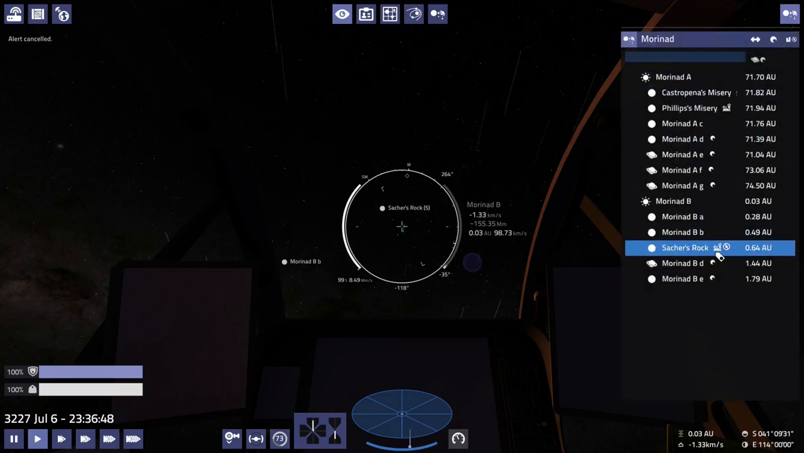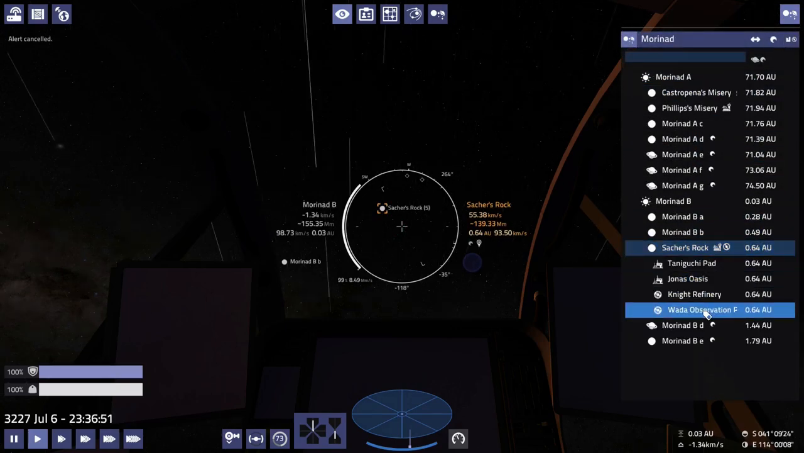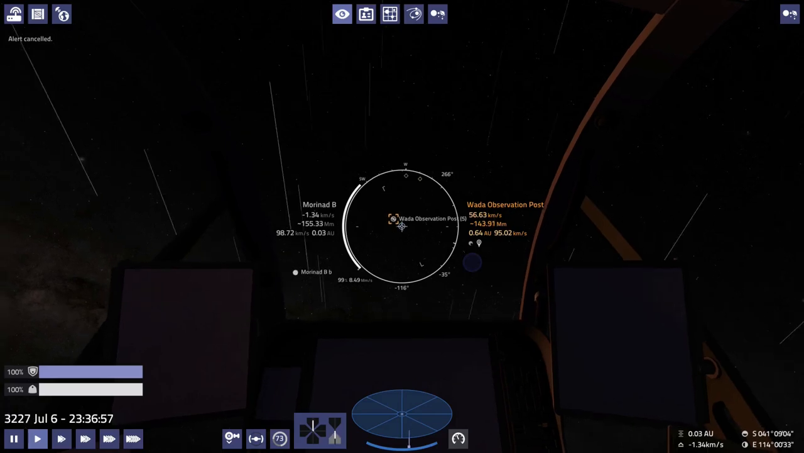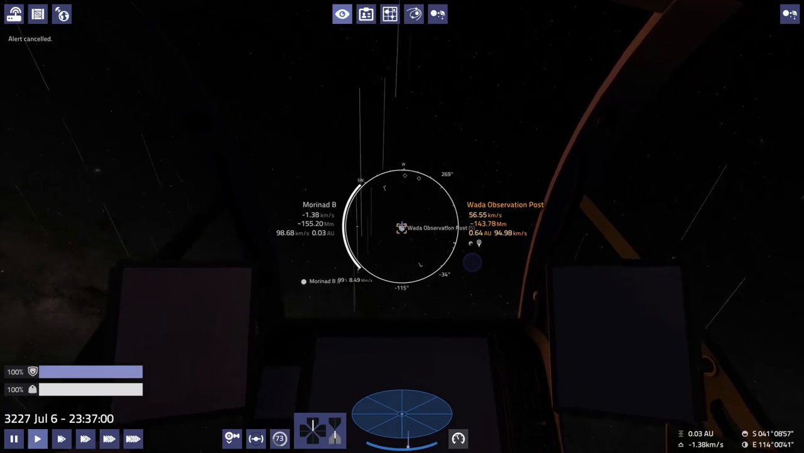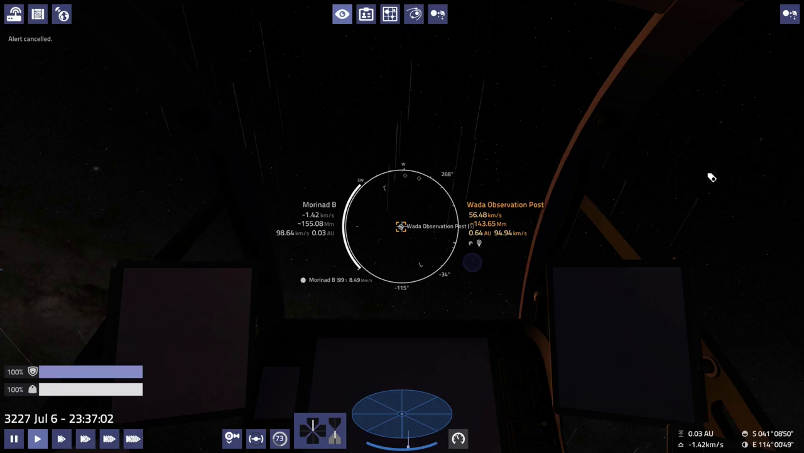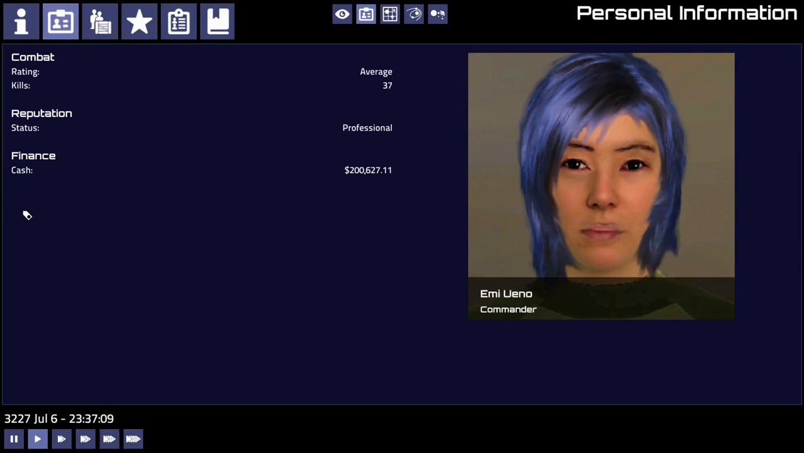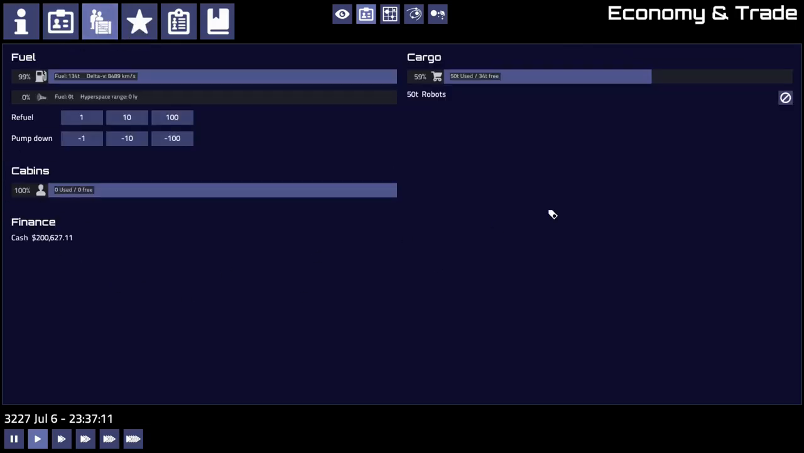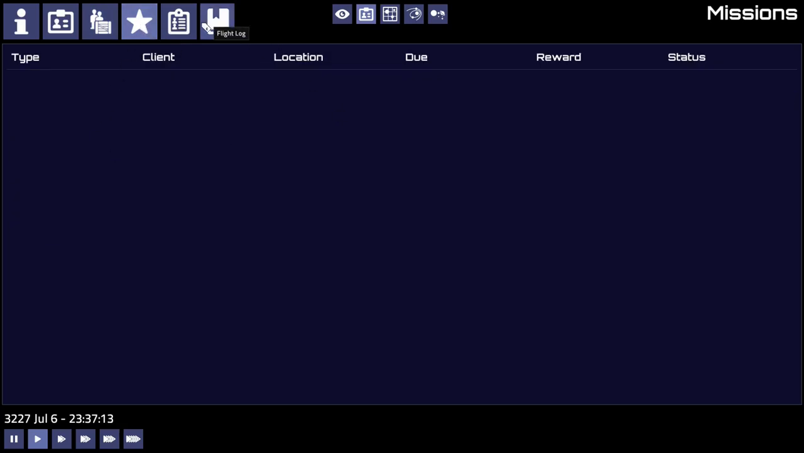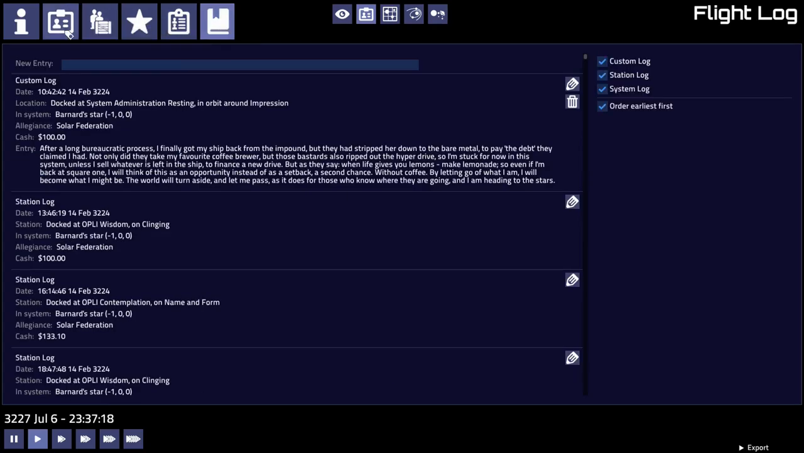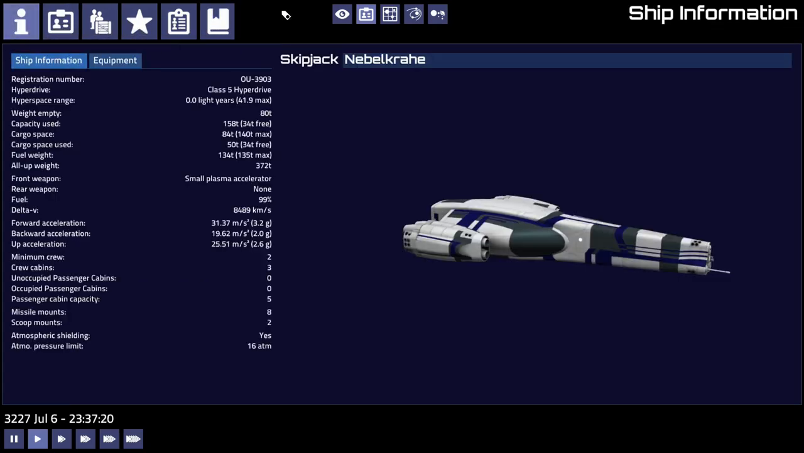Okay, so let's head to Wada. Wada Observation Post. Now we're kind of almost going in the right direction. You know, I blew that cop up. Does anything happen to me? I don't see any kind of crime or anything. Okay.